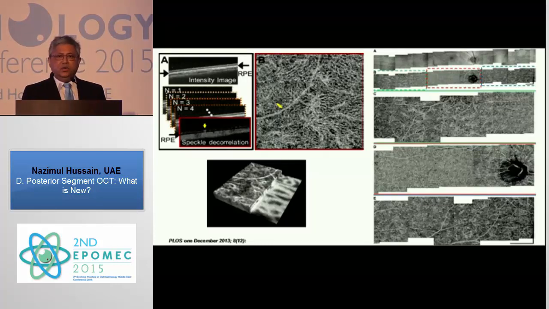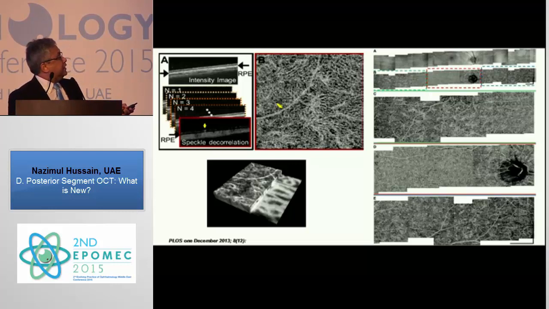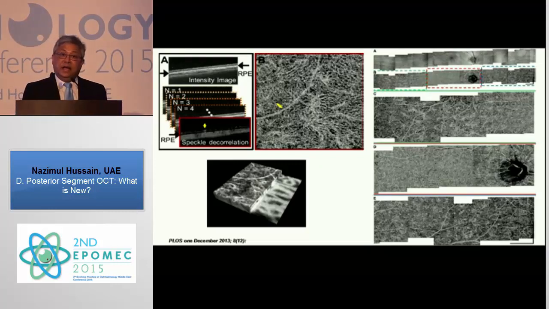But while you're doing that, you can get a speckle decorrelation. Speckle decorrelation is because of the blood vessels which you see on the retinal surface, which is seen over this. This is not part of the choriocapillaris. So when you do a montage, you will see.